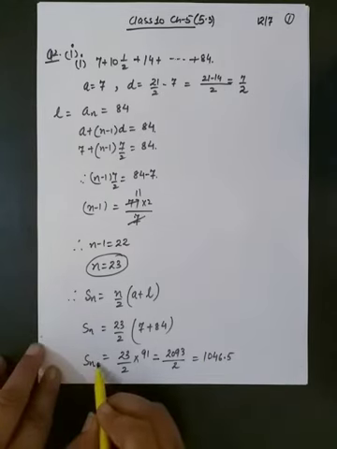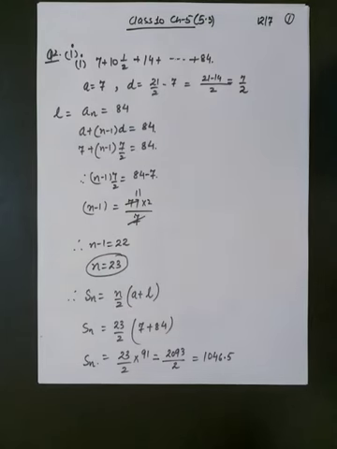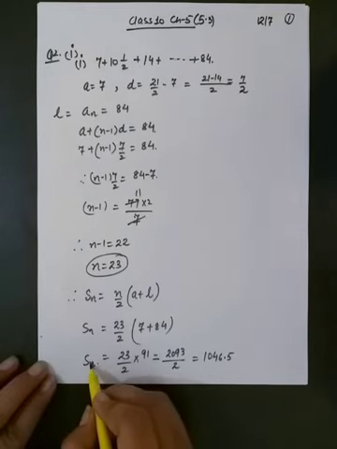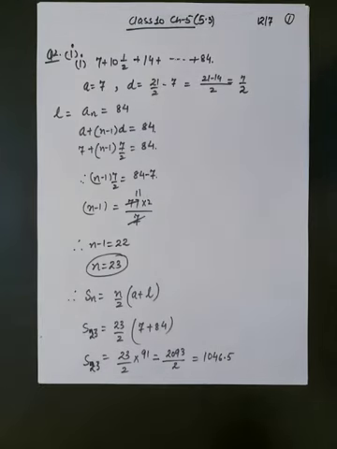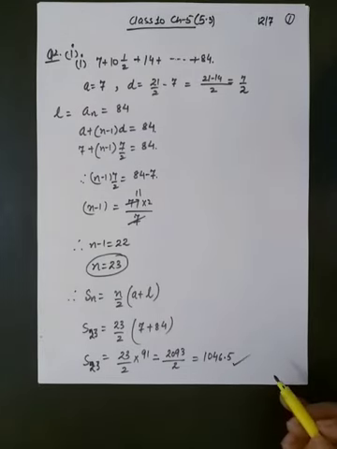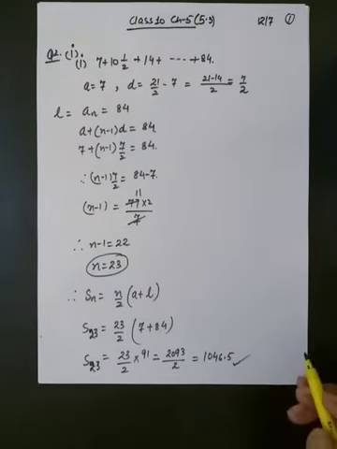Again we have to change it to a mixed fraction or into a decimal. So therefore Sn of the given AP, Sn means the sum of n terms of the given AP, where the value of n is 23. So the required sum is this. Similarly you have to try the remaining parts of question 2.